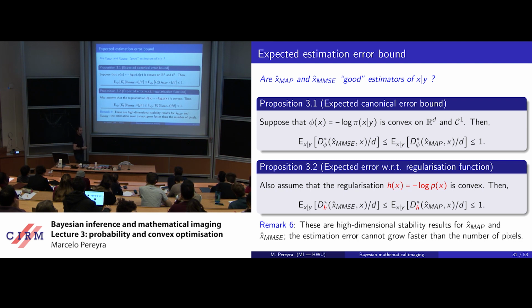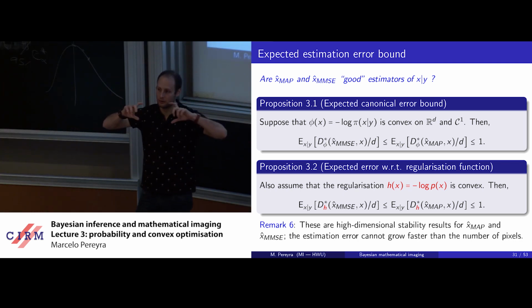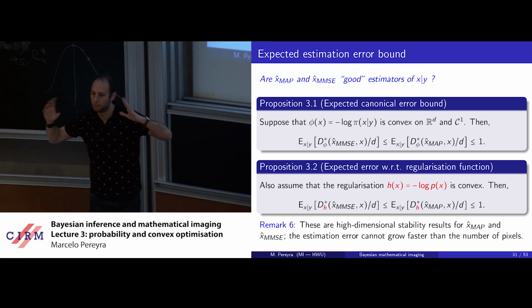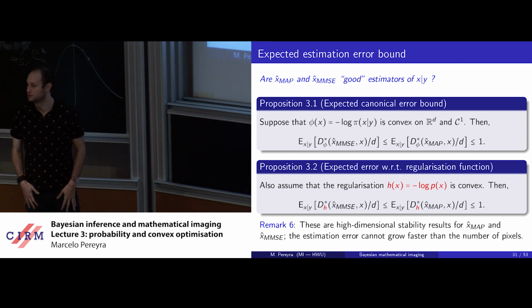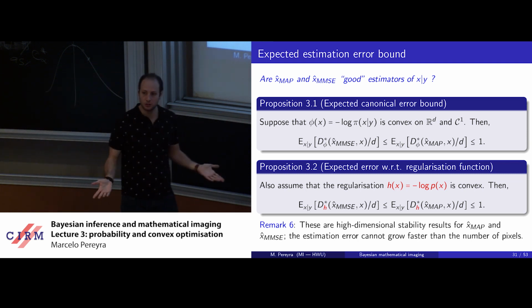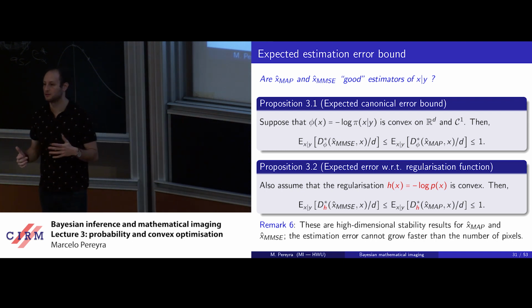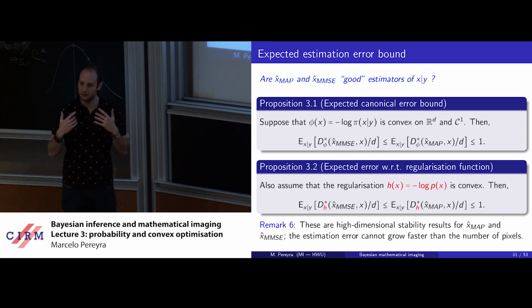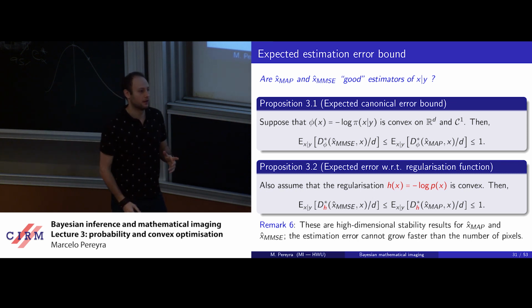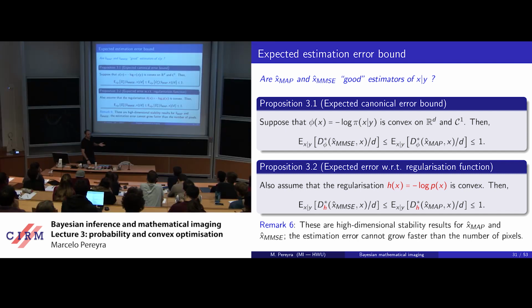So if I take my error and I divide by the number of pixels, which I need to do because obviously if my image is larger, then the error will increase. But the error per pixel cannot blow up if you use these estimators. You can let the dimension be as large as you want, but as long as you have convexity, then the MAP estimator and the minimum mean square estimator will give you an expected error that per pixel cannot blow up. It has to increase at most linearly with the estimation error when you measure errors in this correct way.